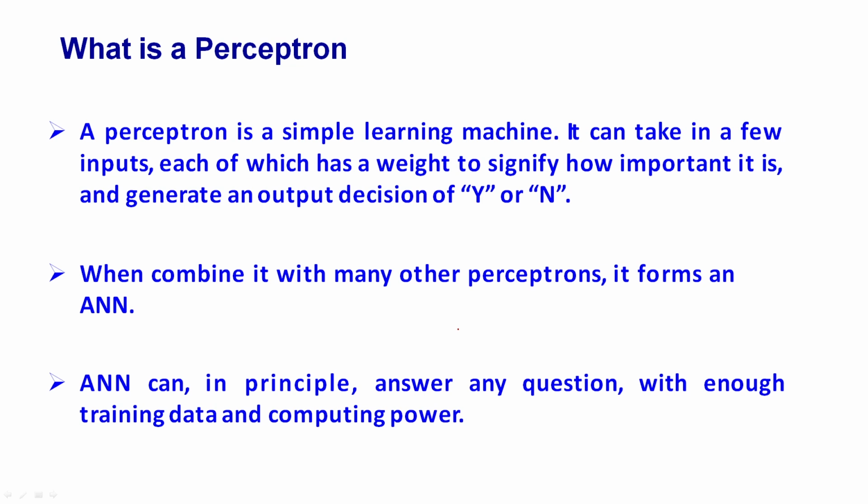And finally, the perceptron generates an output which is y or n. But you know, when these perceptrons are combined, then only it forms an artificial neural network. Remember this. So, the basic unit is a perceptron. An NN in principle can answer any question, any different question, when you have enough training data and good computing power, or computational power, then you can do that.